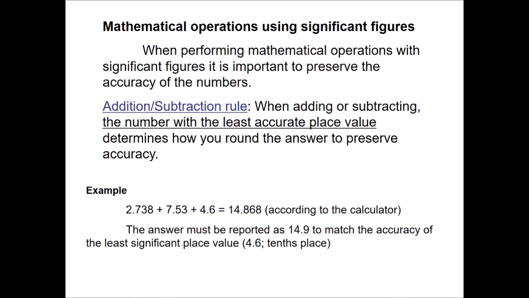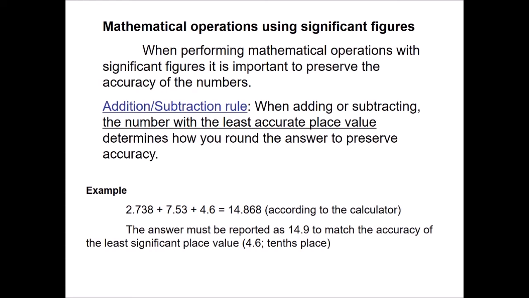What we care about instead is the place value of the last digit. We have thousands, hundreds, tens. That number, 4.6, is accurate to the tens place. So your calculator is going to tell you 14.868, but you can't write all those digits down. They have more accuracy than any of the original numbers. That doesn't make any sense. So we'd have to round that to 14.9.